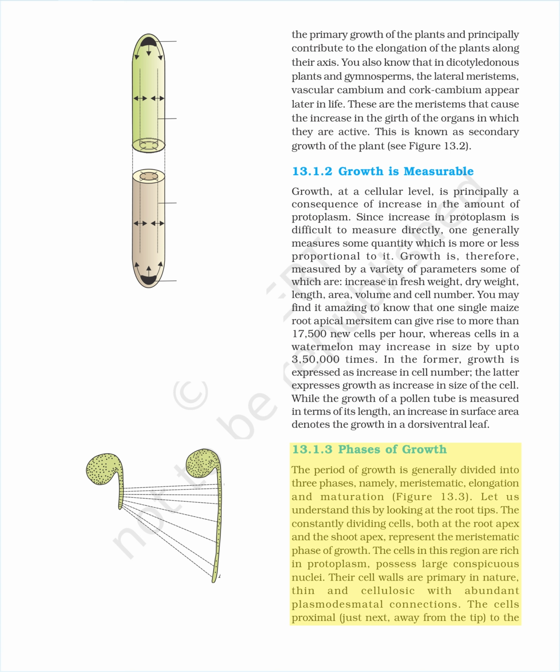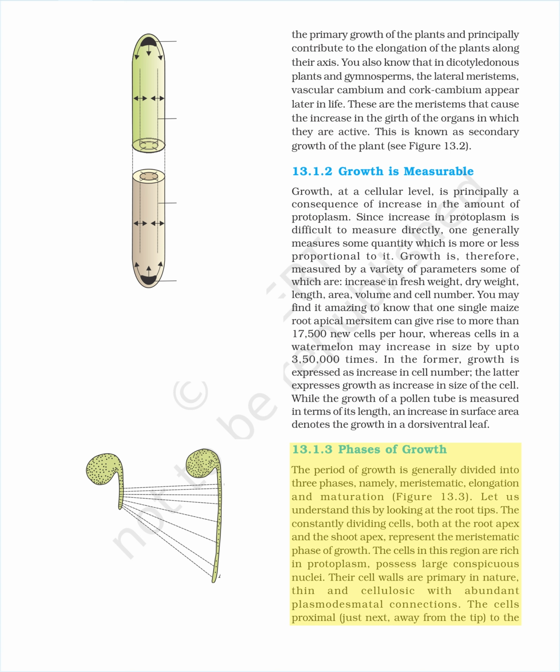Let us understand this by looking at the root tips. The constantly dividing cells, both at the root apex and the shoot apex, represent the meristematic phase of growth. The cells in this region are rich in protoplasm, possess large conspicuous nuclei. Their cell walls are primary in nature, thin and cellulosic with abundant plasmodesmatal connections.